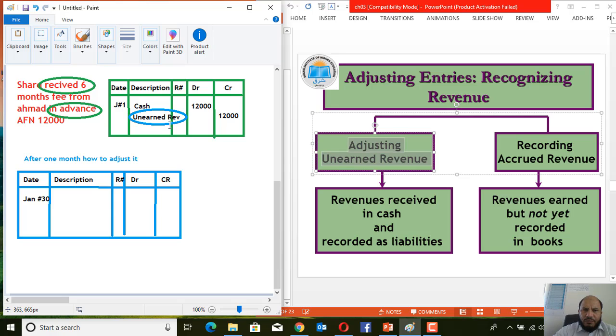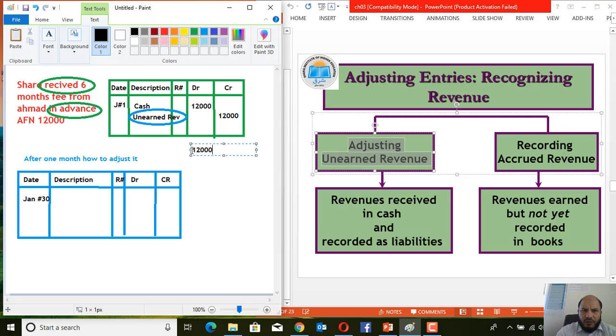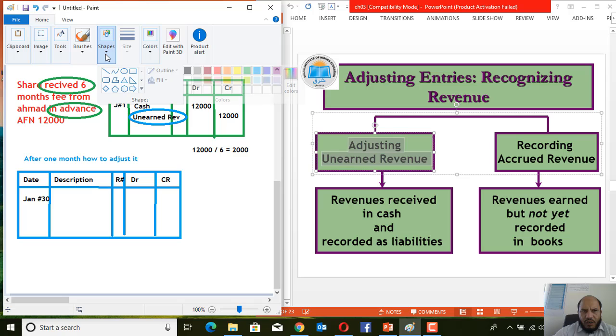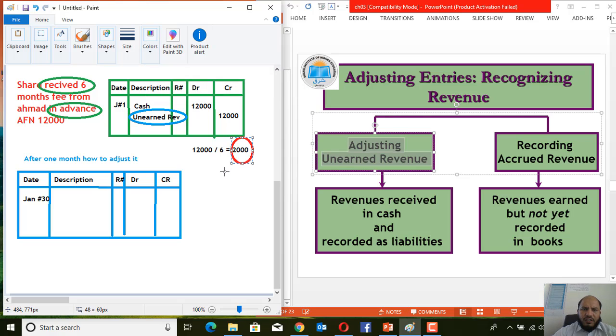Now it needs adjustment. So for example, Sharq paid 6 months in advance. So this means that 12,000 divided by 6 is equal to 2,000 per month. So at the end of 1 month we should make the adjustment entry for how much amount? For this 2,000 we should record it into the general journal over here, and also 2,000 over here.